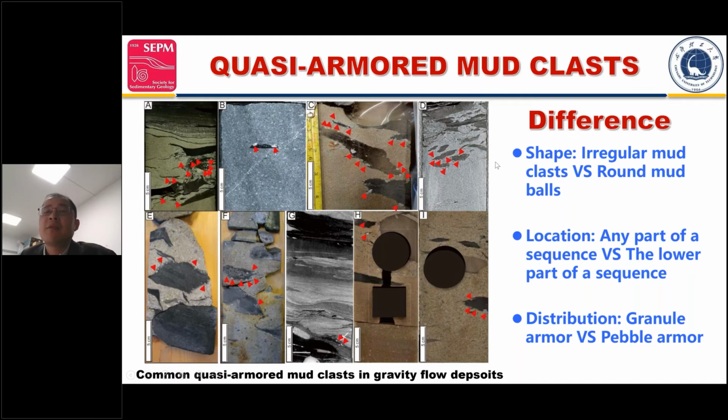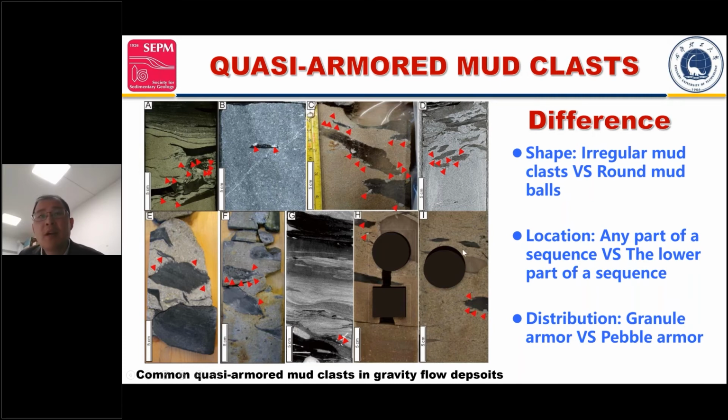We think those coarse-armored mud clasts are different from the armored mud balls. First, in shape, the former are irregular mud clasts, while the mud balls are round. Another case is location. The former are located in any part of the sequence, while the mud balls are mainly in the lower part. Also, the distribution of the outside grains is different. In the coarse-armored mud clasts there are many granules armored, while in the armored mud balls there are many pebbles armored.